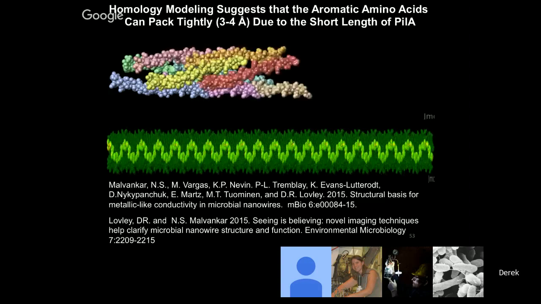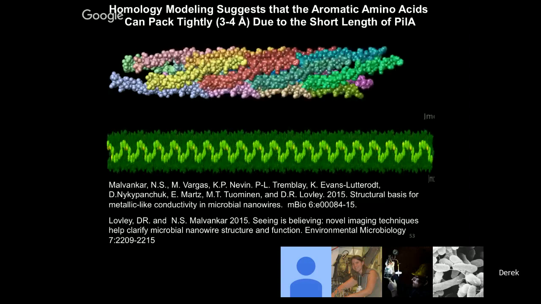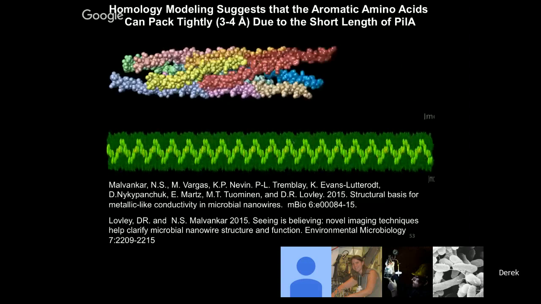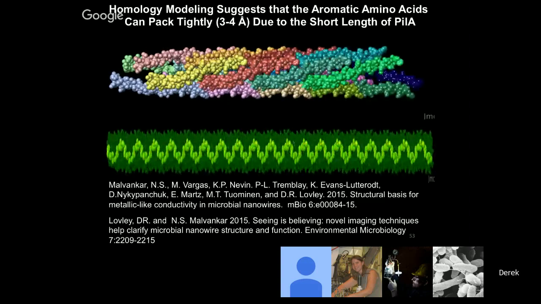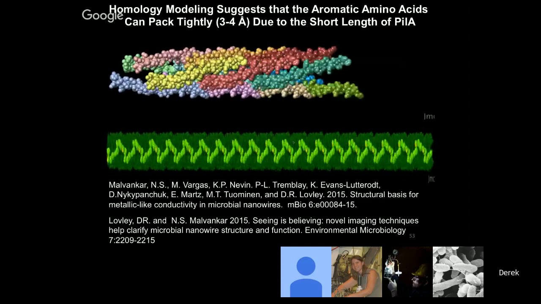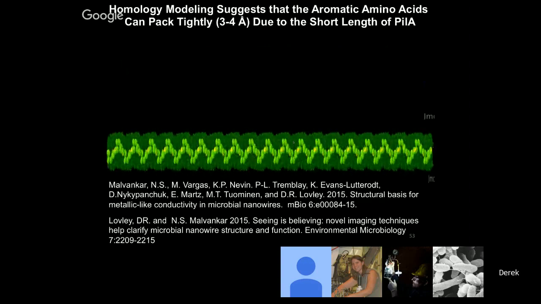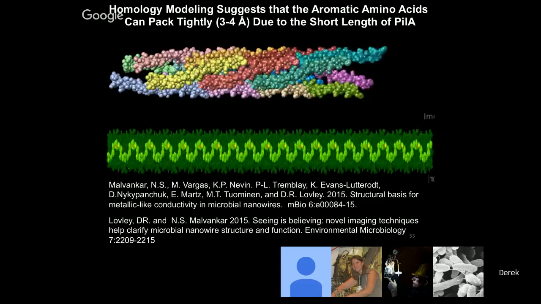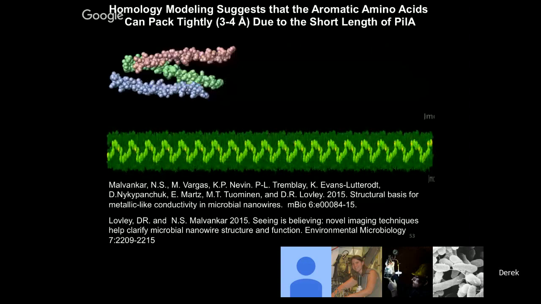So the question is, how do the aromatic amino acids get close enough to actually get these overlapping pi-pi orbitals? We don't know exactly yet. We've recently begun looking at the structure with cryo-EM, and the images look good, and I think we're going to be able to solve the structure for the pili. So right now what we have is various modeling efforts, and one strategy is homology modeling.